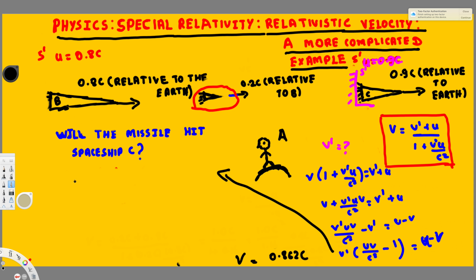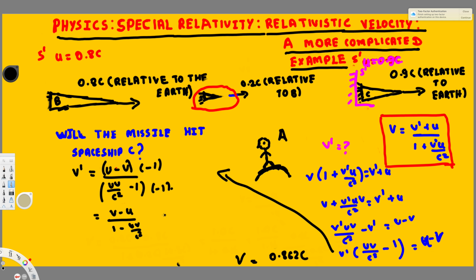So here we are trying to find v prime. V prime is going to be equal to u minus v over, if I bring this to the other side, uv over c square minus 1. Now the better arrangement will be the opposite side. If we multiply both by -1, this equation is going to switch around, and we get v minus u over 1 minus uv over c square. Now we can go ahead and plug in the values and calculate for this v prime.